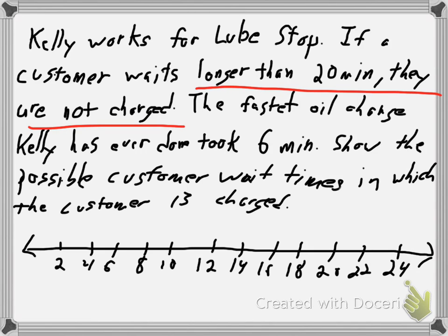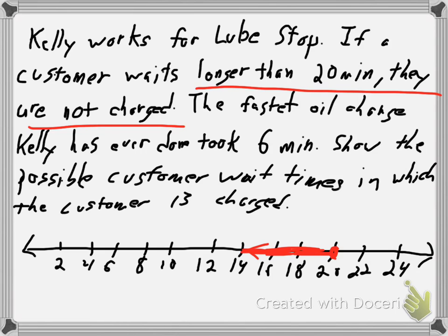If a customer waits longer than 20 minutes, it says in the second sentence, they are not charged. So I know if I'm trying to graph for what they are going to be charged, if the number is greater than 20, they are not going to be charged. So if they're hitting 20, they're charged. But anything greater than that means they're not going to be charged. So 18 works, 16 works, 14 works, going this way. Okay, so I know I'm going that way on my number line.